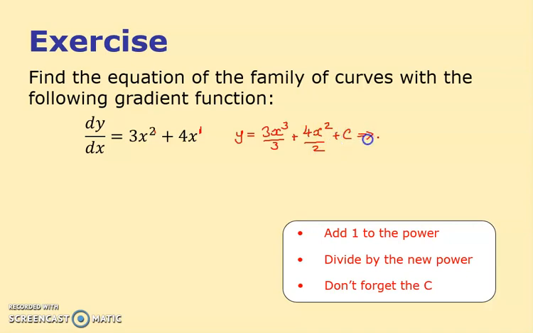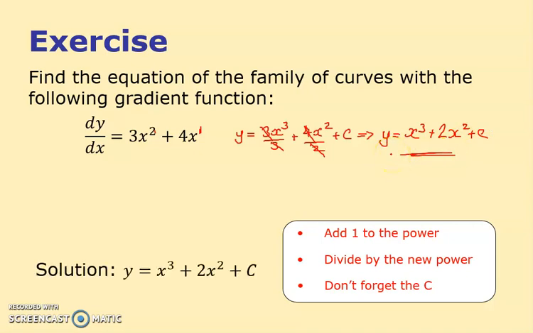And this can be simplified to y equals, look, 3 over 3 disappears. It becomes 1. So that's x cubed. 4 divided by 2 is actually 2. So that's 2x squared plus a constant. And that's that.